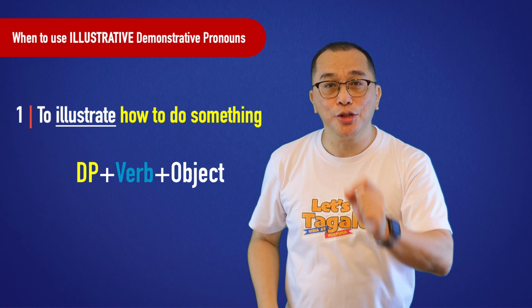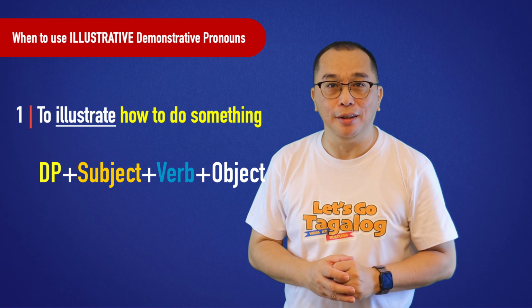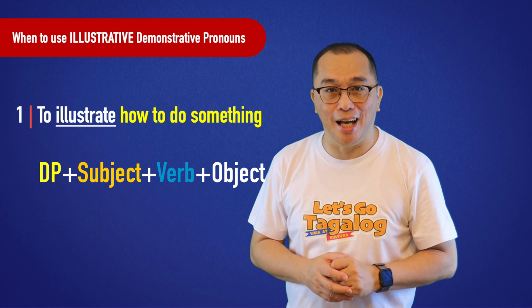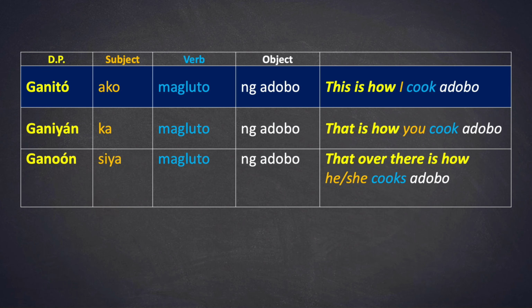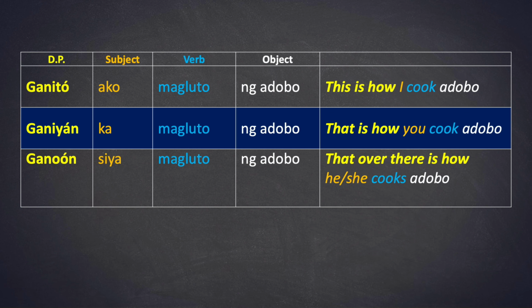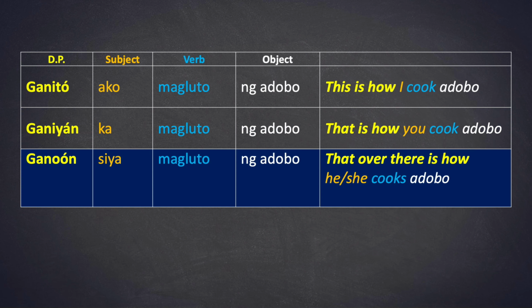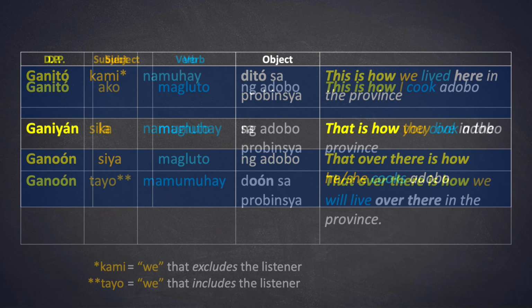Now, let's insert a subject into our pattern. Here are some simple sample sentences. Ganito ako magluto ng adobo. This is how I cook adobo. Ganiyan ka magluto ng adobo. That is how you cook adobo. Ganoon siya magluto ng adobo. That over there is how he or she cooks adobo.